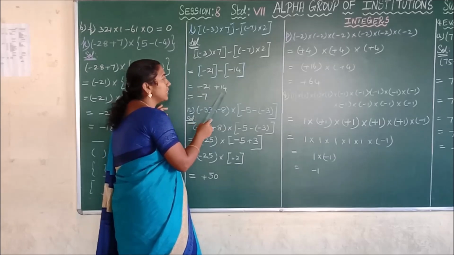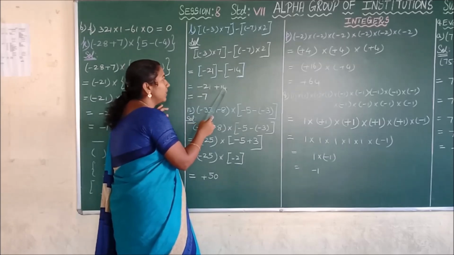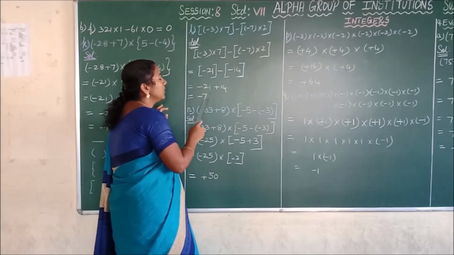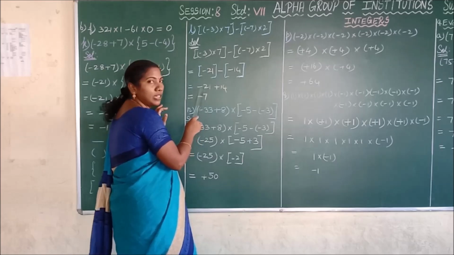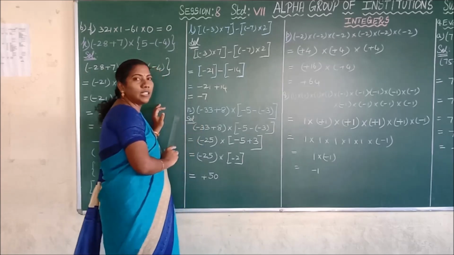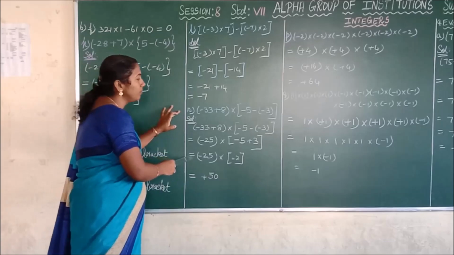Thus the given two integers are of different signs. You have to subtract the smaller number from the larger number, and the result gets the symbol of the larger number. Thus your answer is minus 7. Stay with me, children. See the next one.